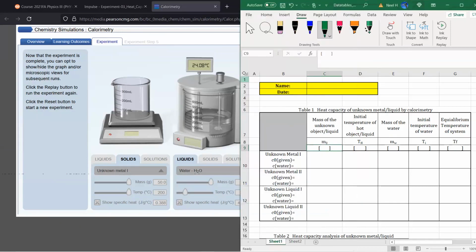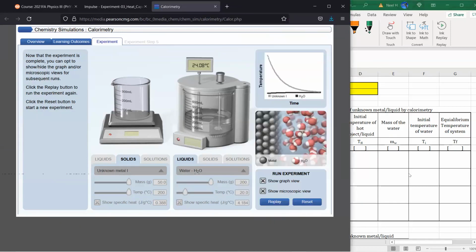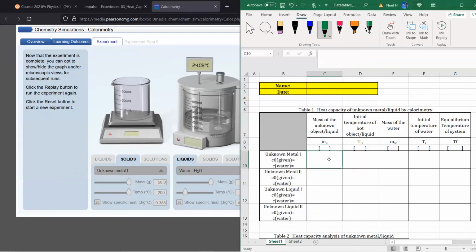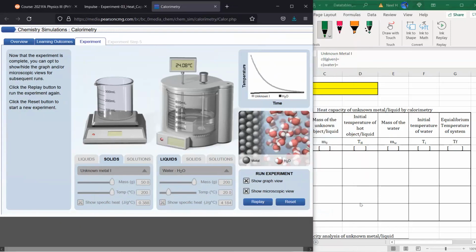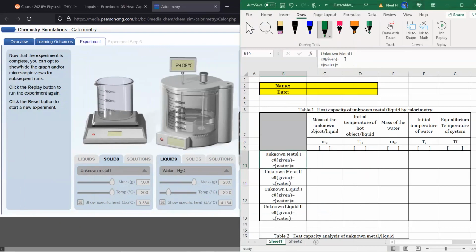All right, guys, so that's it. Then we'll write down the data here. We can include the known parameters also. You can see some of them actually can be considered as known parameters. For example, the specific heat of the object, that is C0. The given value is the number right here, 0.388. The unit is actually joule per gram per Celsius, okay?